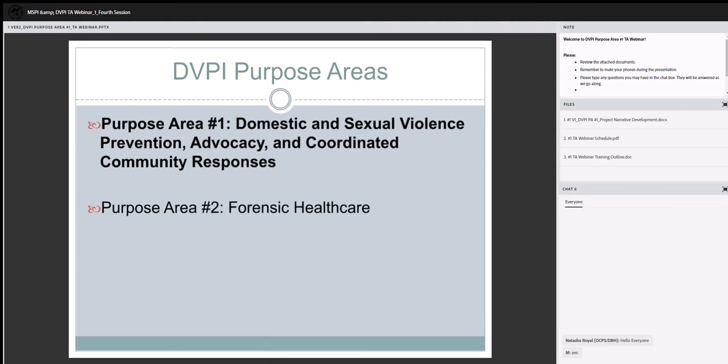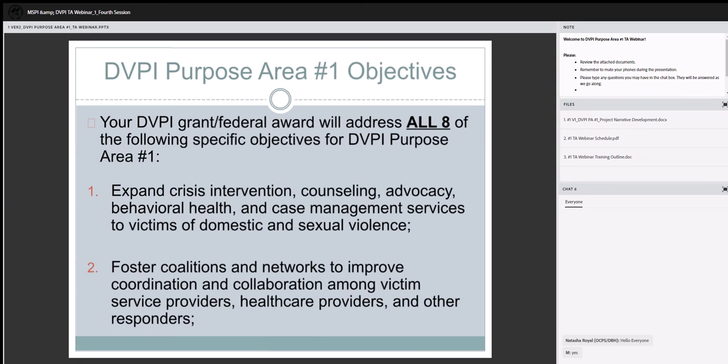And on the flip side, Purpose Area 2, because they provide the medical aspect of care, will not be doing the coordinated community response, but their objectives need to address how they link into the coordinated community response for domestic and sexual violence. That being said, for Purpose Area 1, the community aspect of care, we're going to go through those objectives, so keep that in mind as we go through them. There are 8. You've heard them in Denver. You have them in your funding opportunity announcement, and we're going to go over them here.